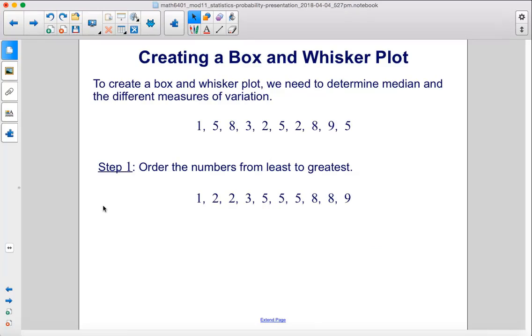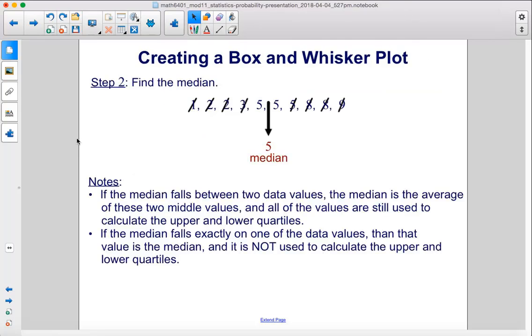To create a box and whisker plot, we need to determine the median and the different measures of variation. Step 1. Order the numbers from least to greatest. Alright, so we rearrange these numbers in order from least to greatest. Step 2, find the median. The median is the center value when they're ordered from least to greatest. Here we have 5 and 5 in the center, and the average of those two is 5, so 5 is our median. If the median falls between two data values, like it does here, the median is the average of these two middle values, and all of the values are still used to calculate the upper and lower quartiles.